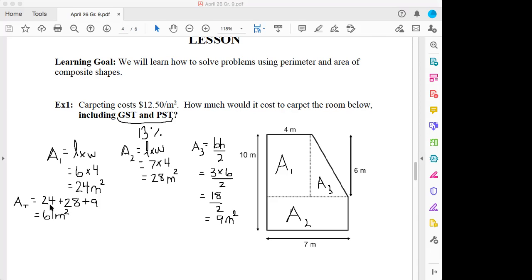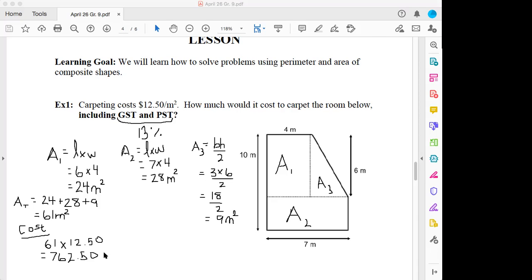So what you're going to do is multiply the 61 by 12.50. So we've got our cost here, and that would be before taxes. So 61 times 12.50 gives us 762.50.